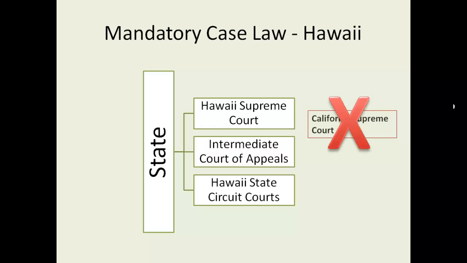Likewise, decisions from the federal courts are not binding on Hawaii courts. So even though Hawaii is in the 9th Federal Circuit Court of Appeals, their decisions are not binding on the Hawaii courts who hear state cases. The 9th Circuit Court of Appeals binds only the U.S. Federal District Court in Hawaii.